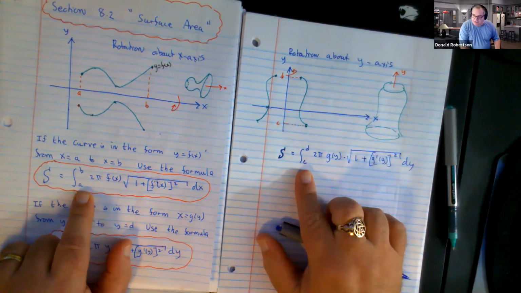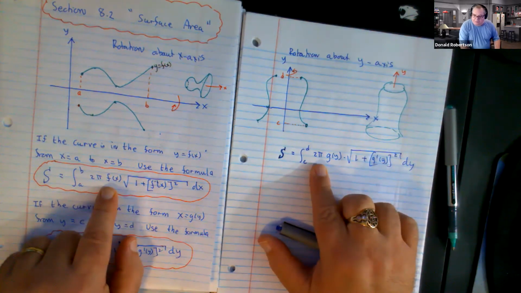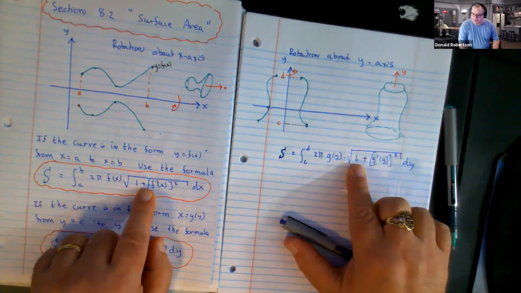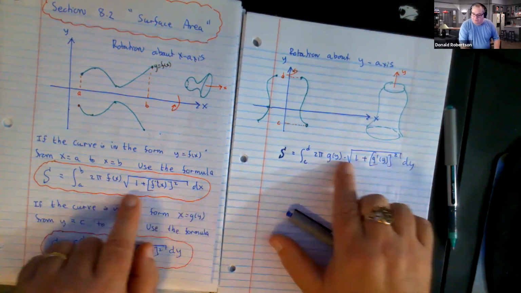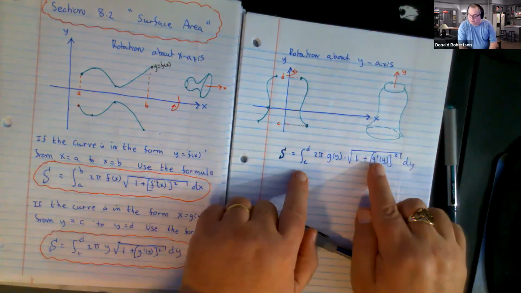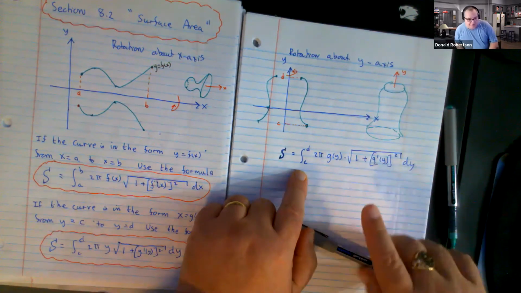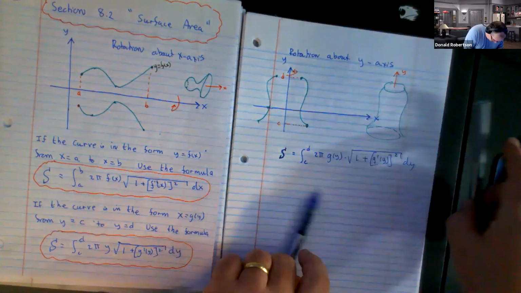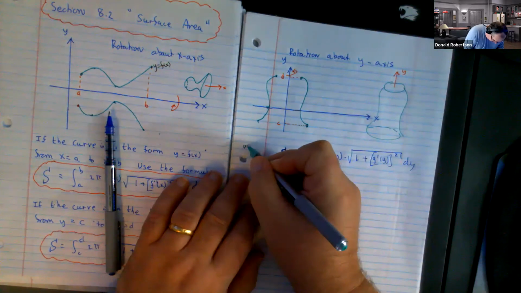A is a C, B is a D. 2 pi g of y instead of 2 pi f of x. 1 plus the derivative, the variable is y. Does that seem reasonable, that you could use this and with a little bit of tweaking figure out what that one is? Now this would be the formula that you would use when all the information uses y's.